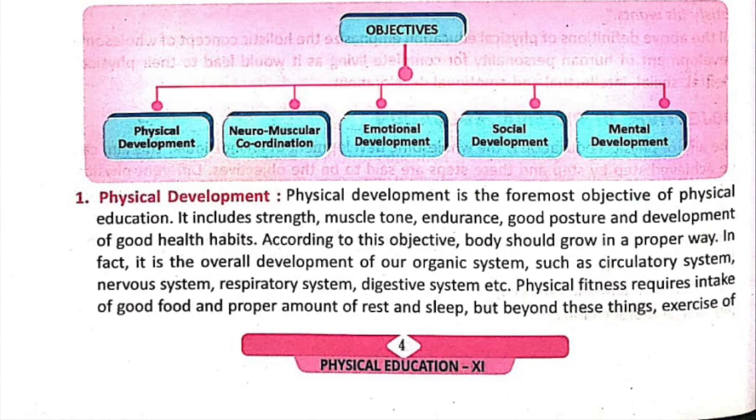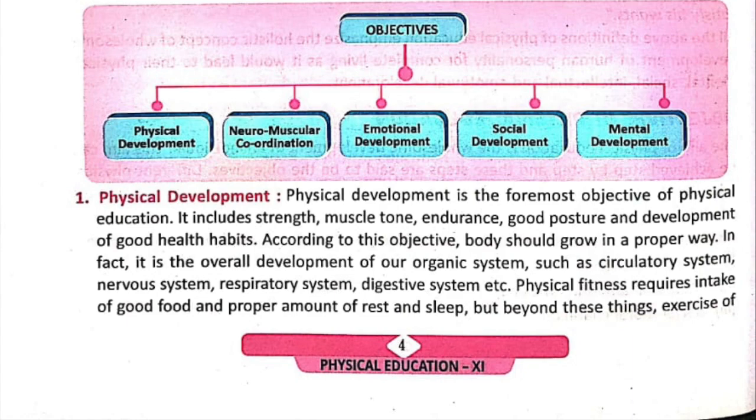That is, the first one is the physical development. Here, as the name is mentioned, the physical development means an individual's strength, muscles, endurance, good postures, or the development of good health habits. It includes all these things, and also it includes the systems. Systems means circulatory system, nervous system, respiratory system, digestive system, etc.